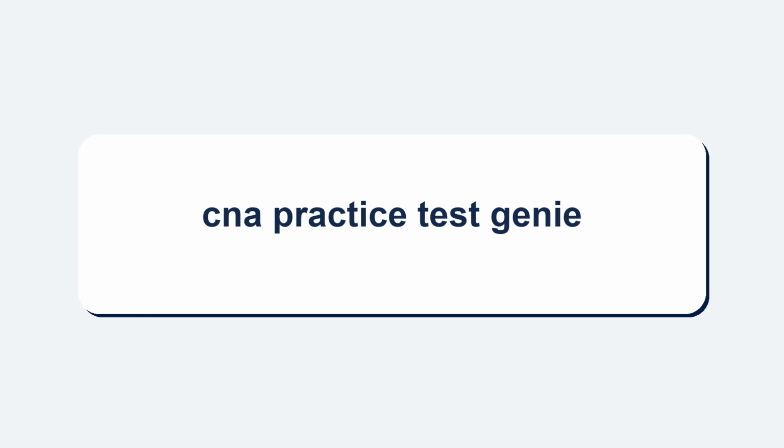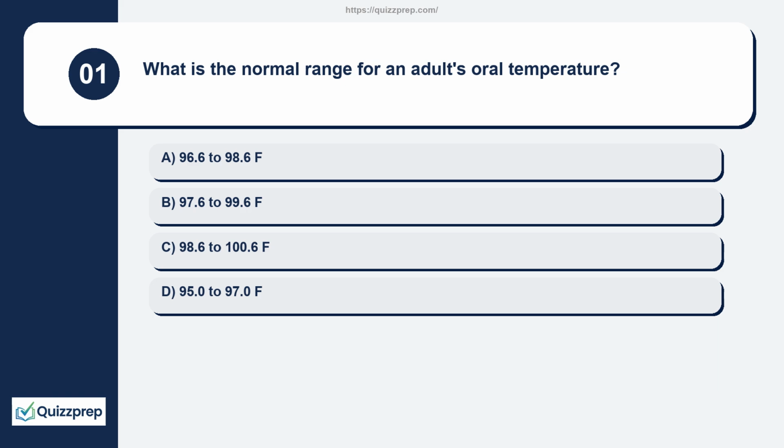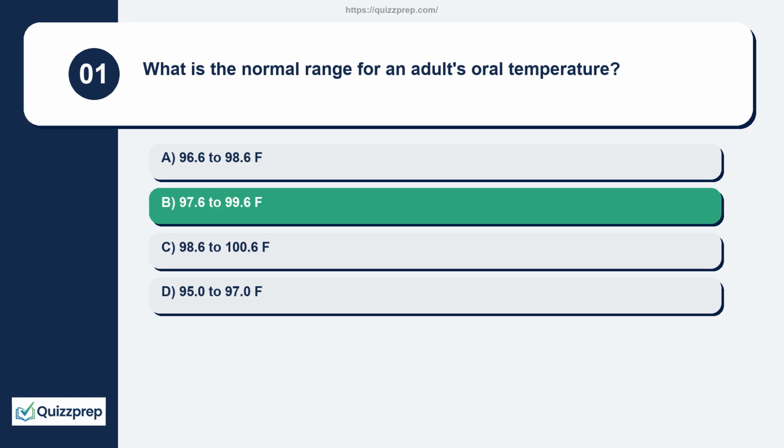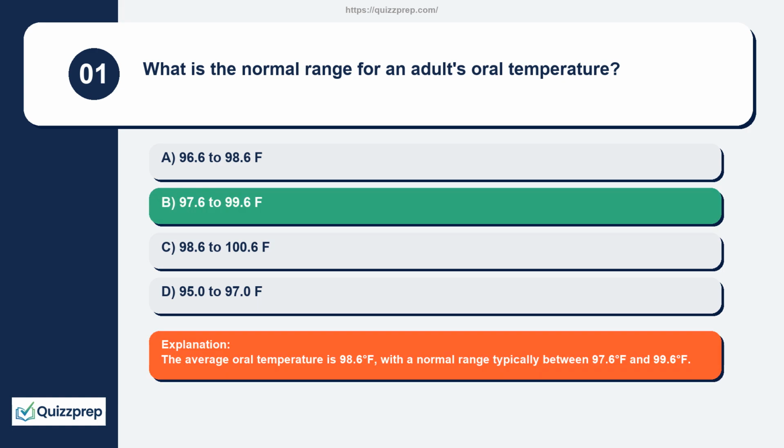CNA Practice Test Genie. Question 1. What is the normal range for an adult's oral temperature? 96.6 to 98.6 F, 97.6 to 99.6 F, 98.6 to 100.6 F, 95.0 to 97.0 F. The average oral temperature is 98.6 degrees Fahrenheit, with a normal range typically between 97.6 degrees Fahrenheit and 99.6 degrees Fahrenheit.